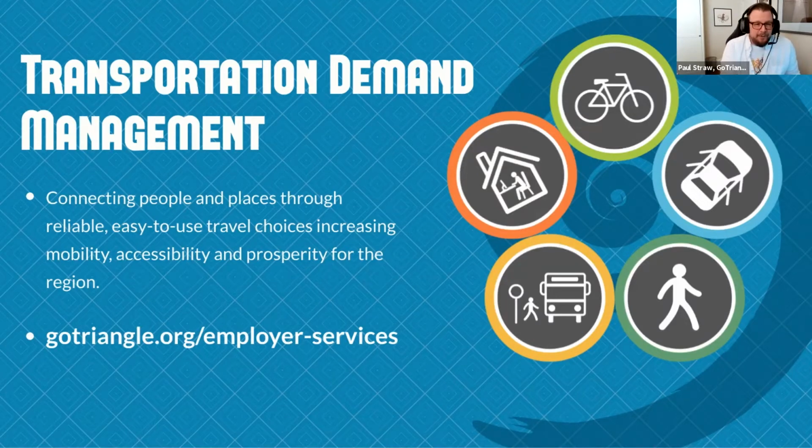Additionally, we want to empower the cycling community to find the right group, or possibly even form the right group for themselves and others. You can learn more at gotriangle.org/employer services. But more importantly, we're all very fortunate to have our presenters today. We're going to learn a lot about diversity in cycling, and the value of finding your bike community.